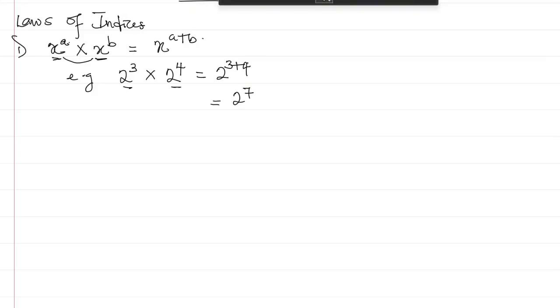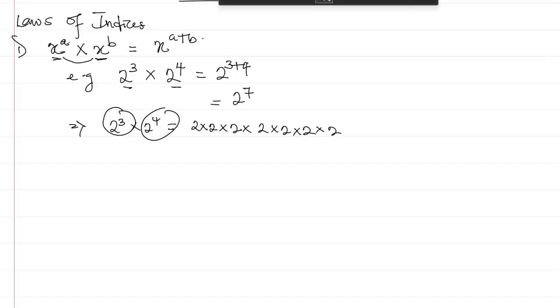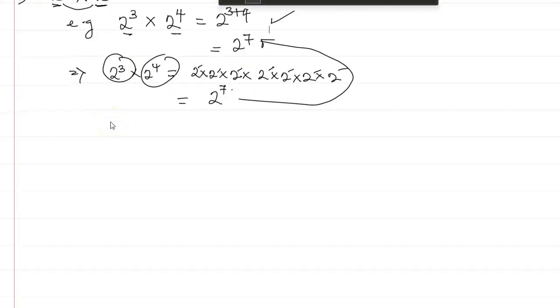Of course, we can do it in another way just to show that that is correct. 2 raised to the power of 3 times 2 raised to the power of 4. Now, this here is equal to 2 multiplied by 2 multiplied by 2, and this here will be 2 multiplied by 2 multiplied by 2 multiplied by 2. Notice here that we have 1, 2, 3, 4, 5, 6, 7. That's going to give you 2 to the power of 7. So notice that we have the same result as in this way. So this law works.